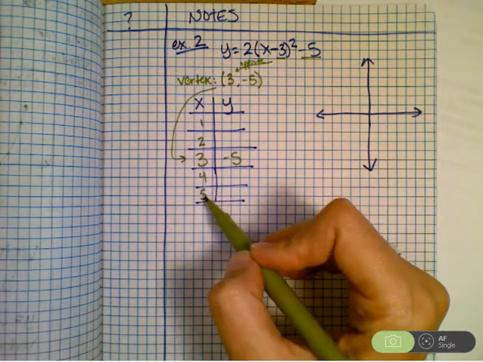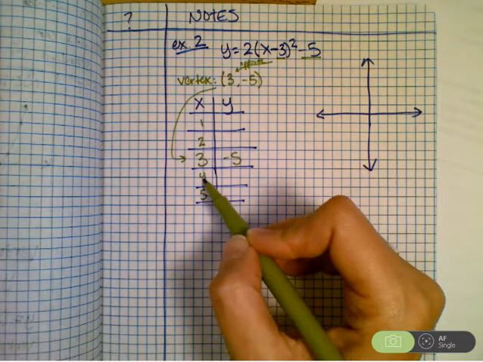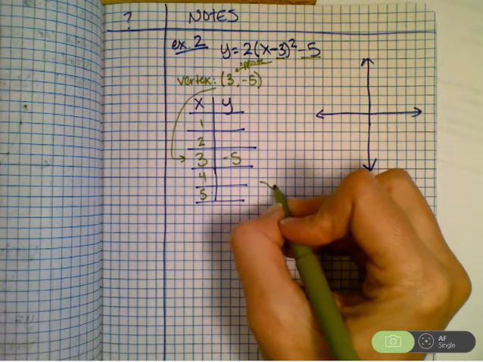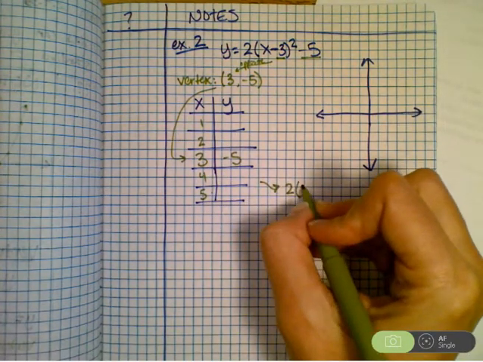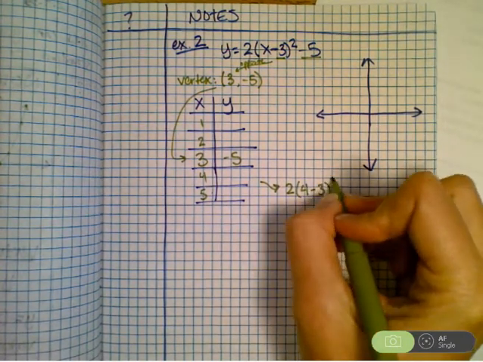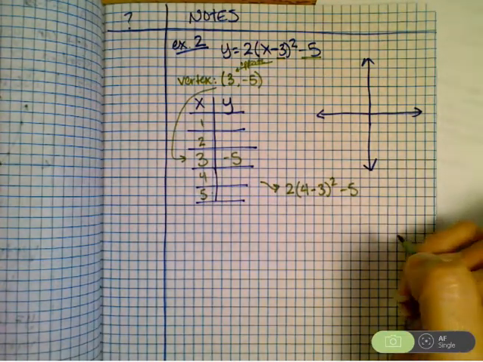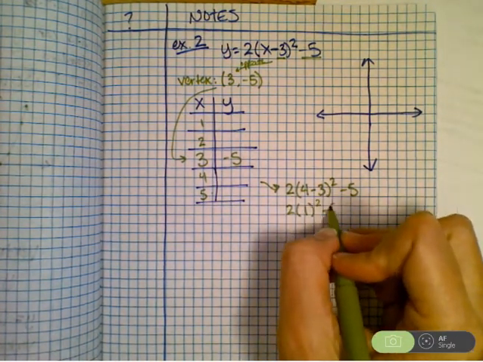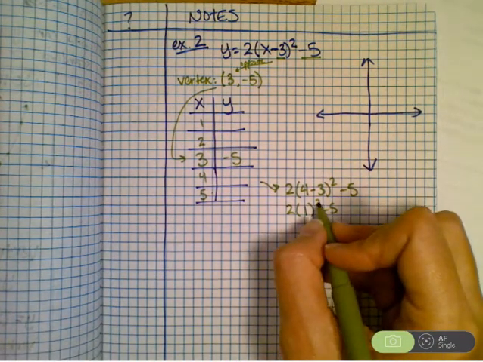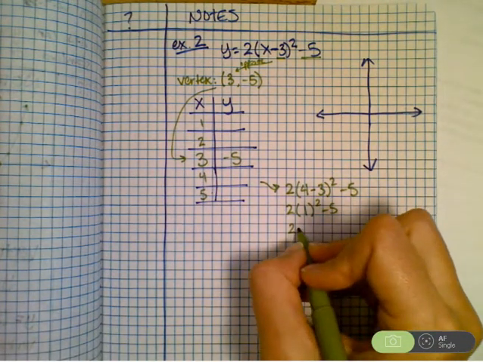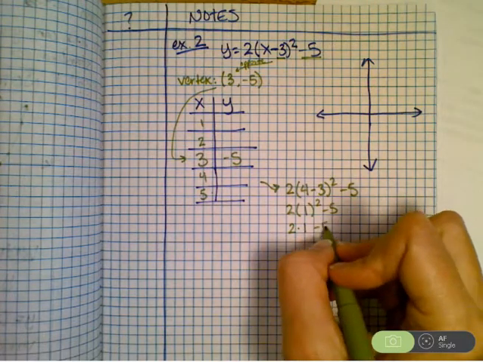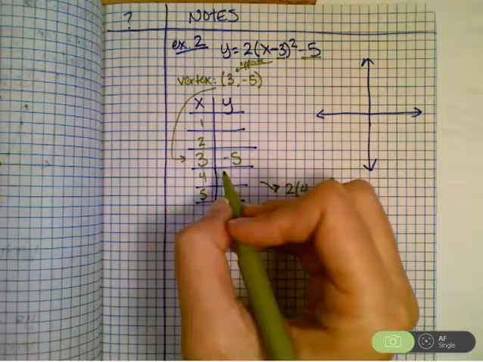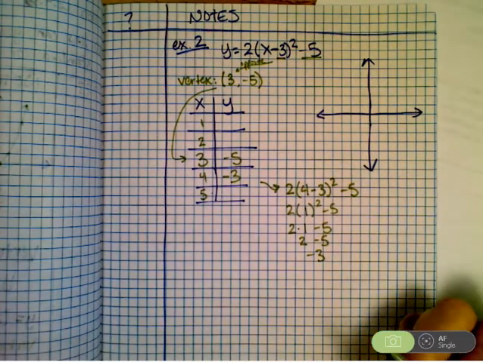This time I'll just go this direction just for something different because remember they're the same on both sides. So if I plug in 4, and for this one I'll also just show it. I know sometimes it's helpful to see where the numbers are coming from. So 2 times 4 minus 3 is 1 squared minus 5. Square next, then multiply. So 2 times 1 minus 5. 2 minus 5, -3. So I put a -3 there.